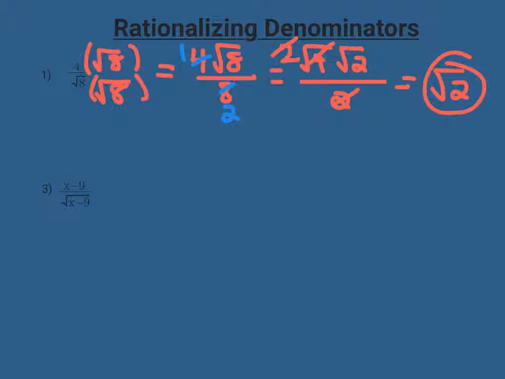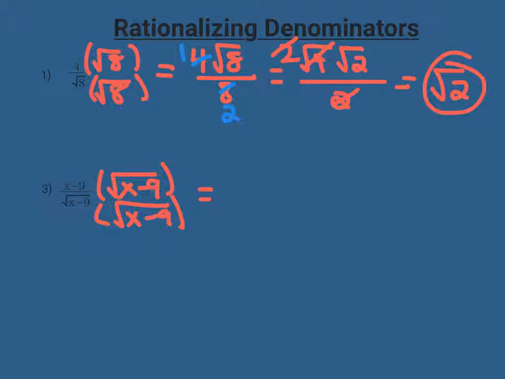If you take a look at number 3, technically the denominator is a monomial. We have one single radical right here. There's a binomial within the radical, but because we have one single radical, we're going to do the same thing. We're going to multiply the top and bottom of this fraction by the radical itself. So I'm going to multiply the top and bottom by radical x minus 9. Sorry, my pen is a little bit bigger than the font of the question.